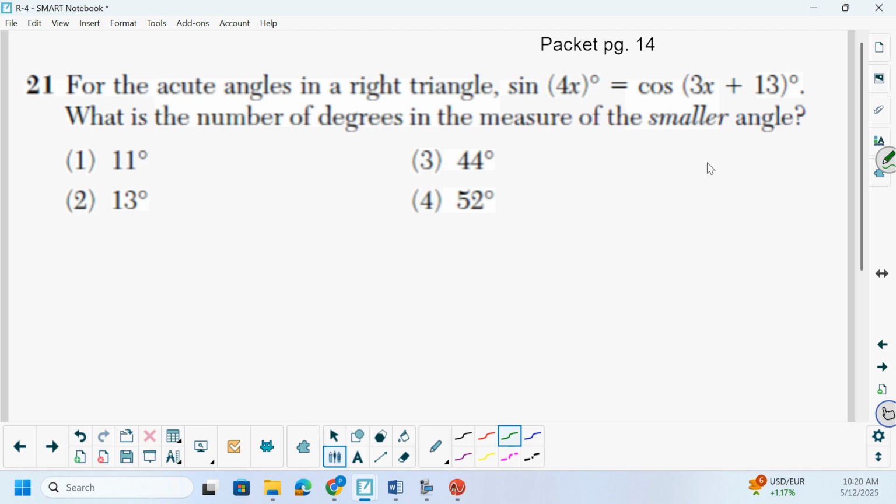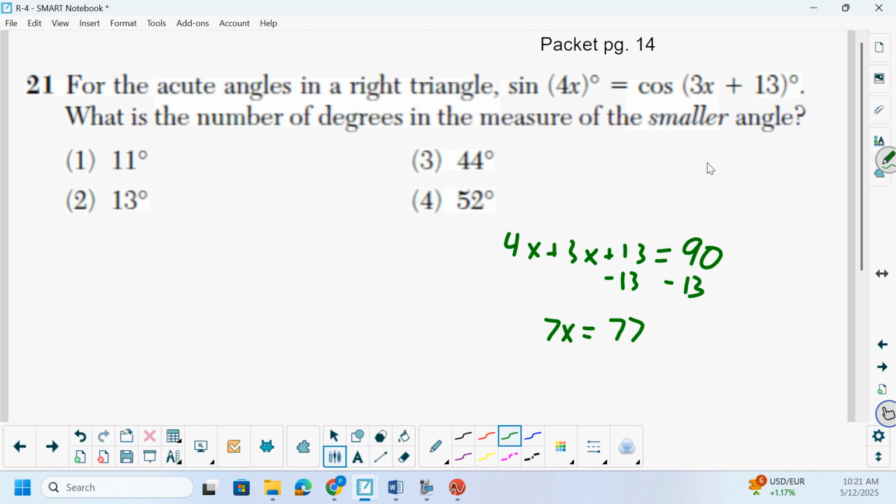So for this first one, notice we've got a sine and a cosine equal to each other. So this is what we just talked about, that if sine and cosine are equal, it's guaranteed that the angles together should add to 90 because they are the two acute angles in a right triangle. So we'll have 4x plus 3x plus 13 is equal to 90. If we subtract the 13 over and combine like terms, this will give us 7x is equal to 77. And if we divide by 7, we get x equals 11.